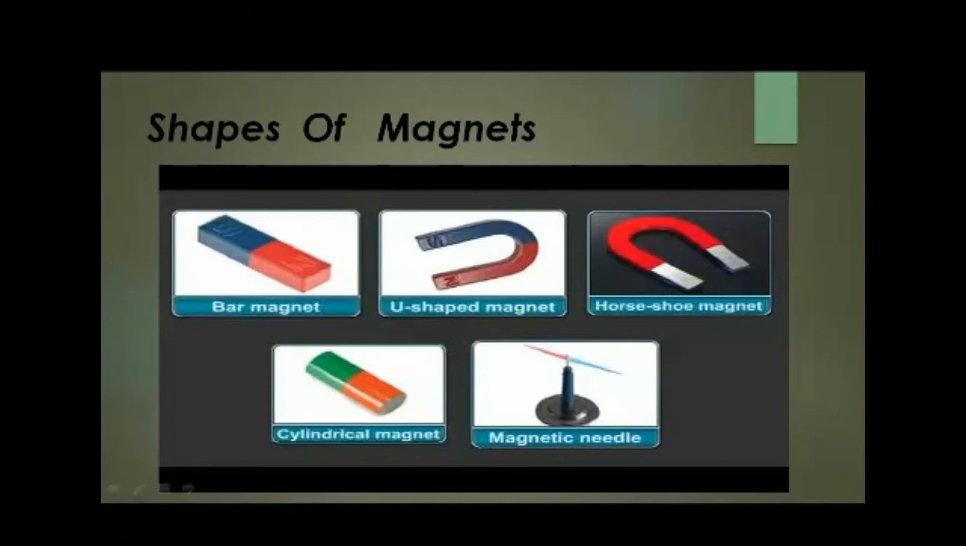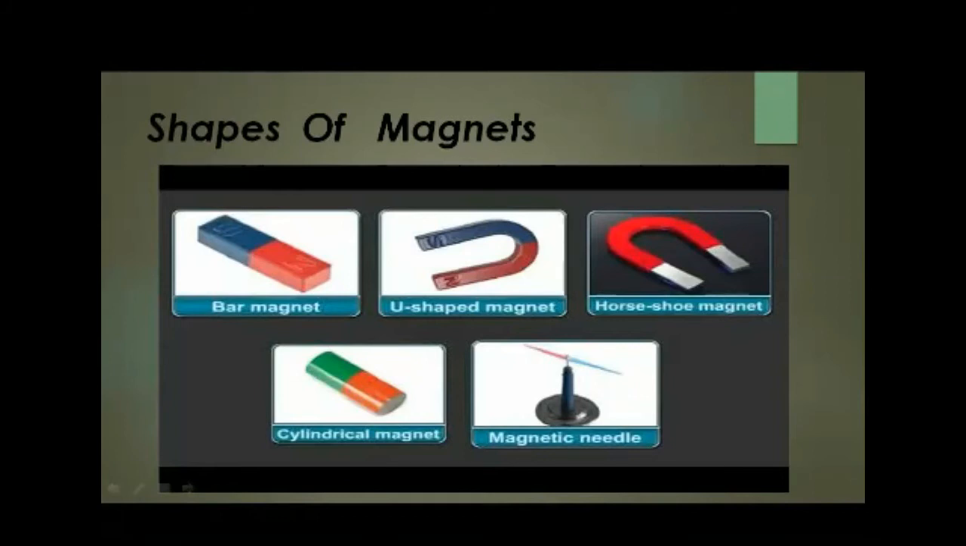I am repeating again. Magnets are made in different shapes and sizes so that they can be used for different purposes. Like that, the bar magnet is used in compasses, and the U-shaped magnet and horseshoe-shaped magnet are used in small electric motors. And by the help of this magnetic needle, we can find the direction. So this is about the shapes of magnet. Kindly take a screenshot of this slide.